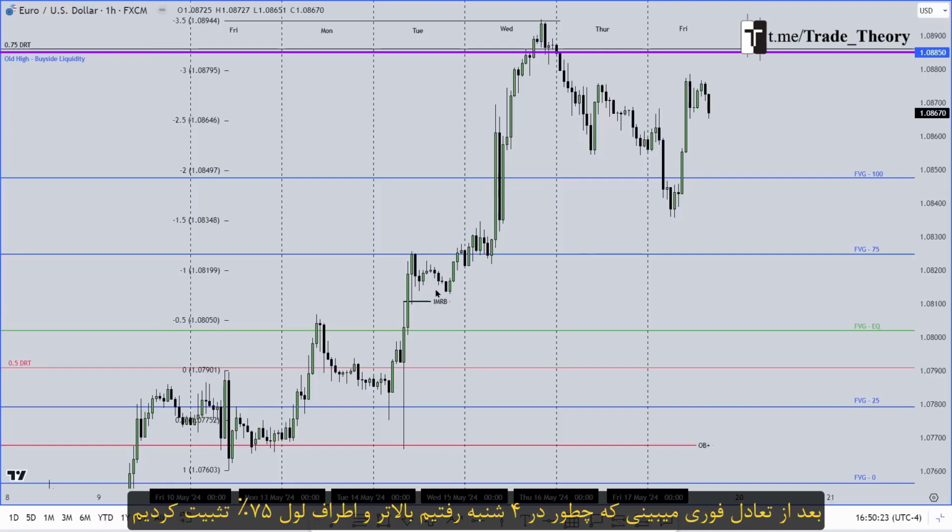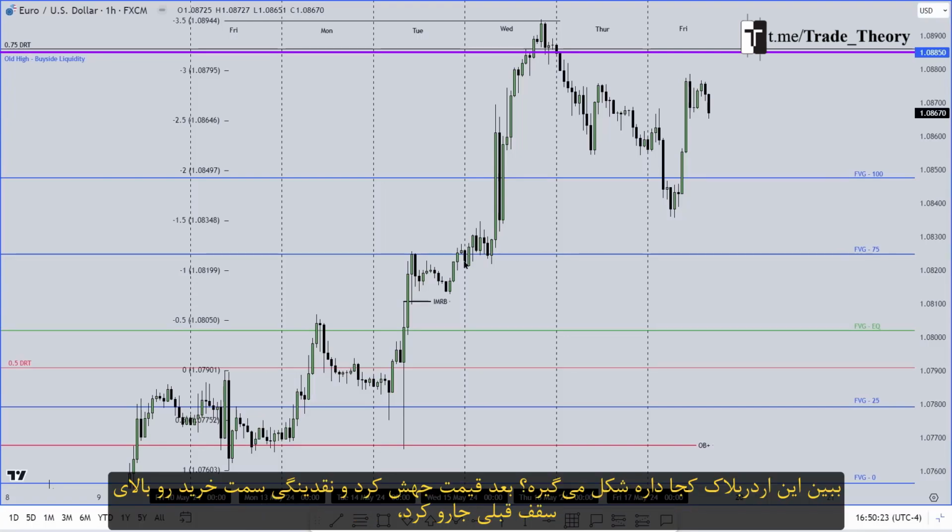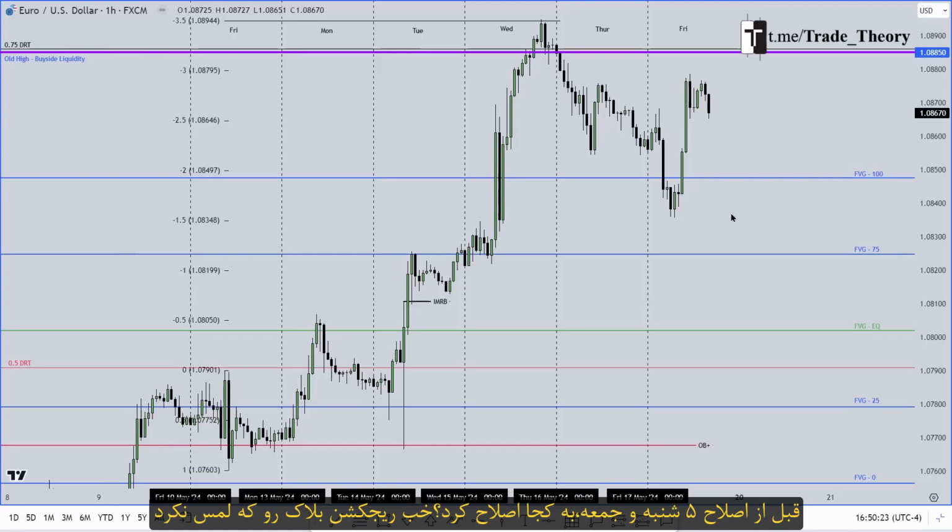After the immediate rebalance, you can see how we ran higher on Wednesday. We consolidated around the 75% level of that daily fair value gap. Found support here, look at the bodies, note where this order block is forming, then price really runs away, sweeping the buy-side liquidity above the old high to the left, before retracing Thursday, Friday. Where did it retrace to? Well, it didn't touch the rejection block here.